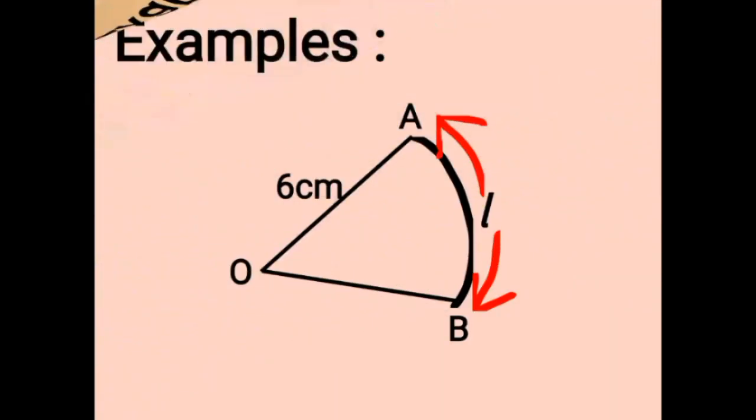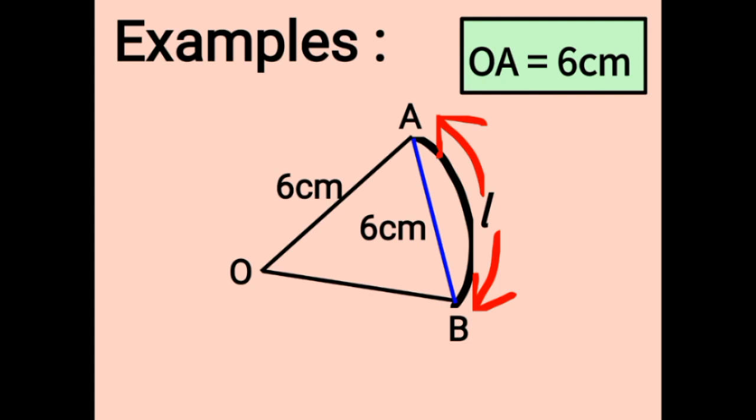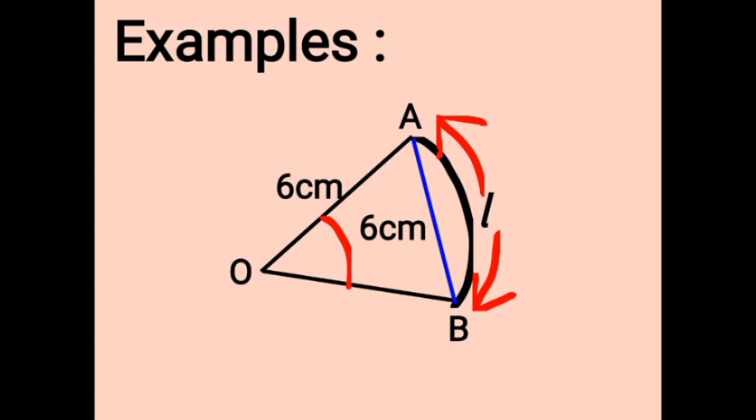Moving on to another example, calculate the value of L. Now the diagram here shows a sector of a circle with an arc AB and center O. Here this has a radius of 6 centimeters and the length of the arc AB is L. And the chord AB has a length of 6 centimeters. Now since we know the radius is 6 centimeters, then the length of OA is 6 centimeters and the length of OB is also 6 centimeters. Now let's label this angle theta.